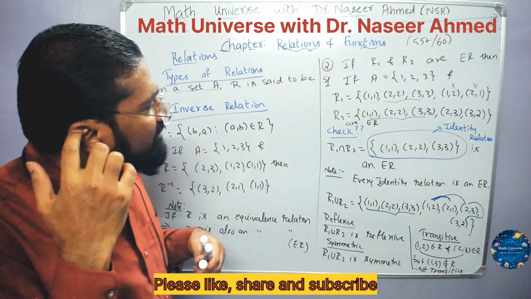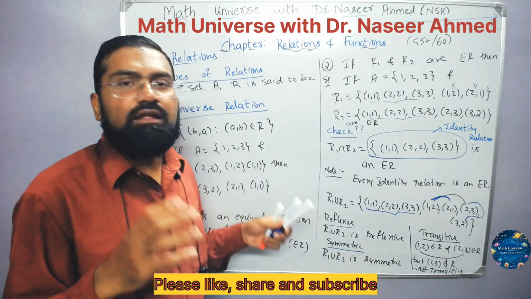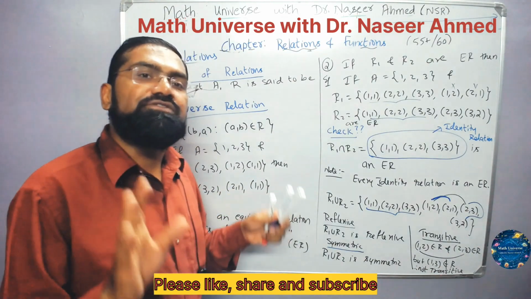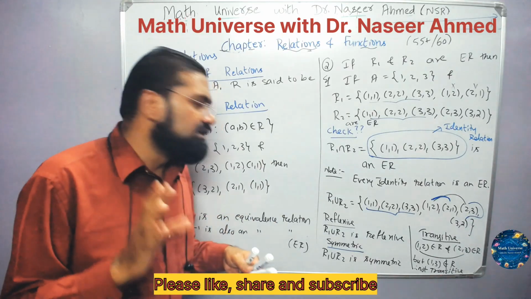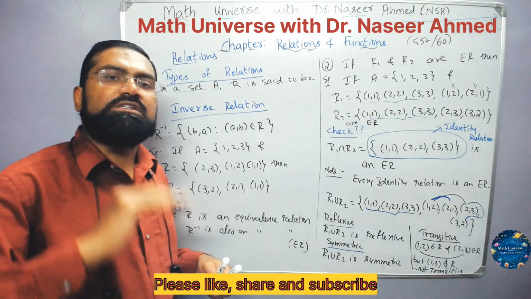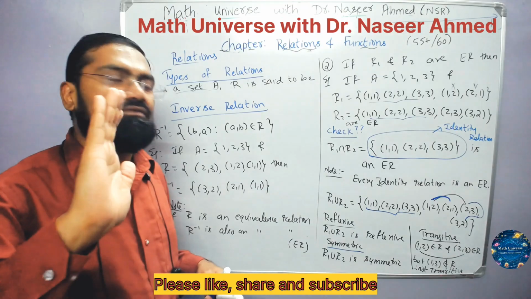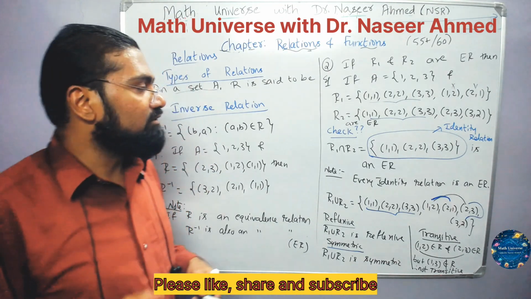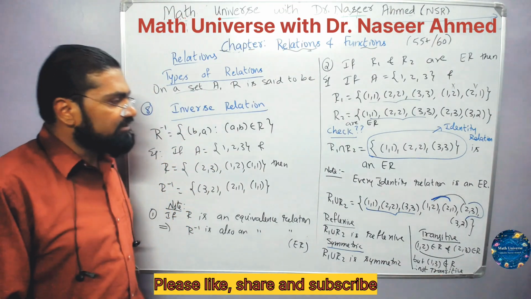Transitive, coming to intersection. As soon as I say intersection, the intersection of two relations which are equivalence is again equivalence. So reflexive remains reflexive, symmetric remains symmetric, transitive remains transitive for intersection. Okay. Now one more thing I want to add. First make a note of this.